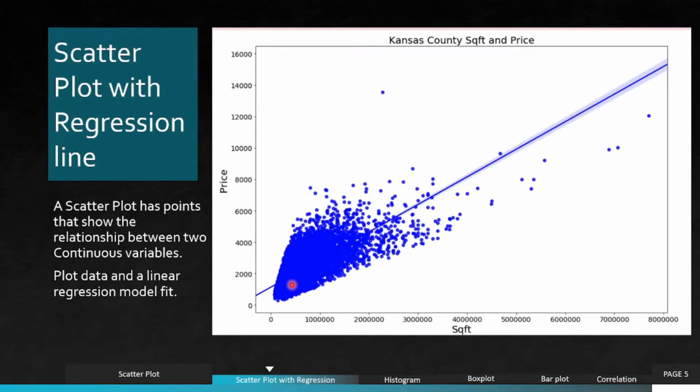Next is a scatter plot with the regression line, the same one, but here what we are showing is that we are fitting a regression line, a straight line along the points. So it's the same as a scatter plot, but the addition is the line which shows the relationship between square feet and price, and we can see very clearly how the price is increasing with the square feet.